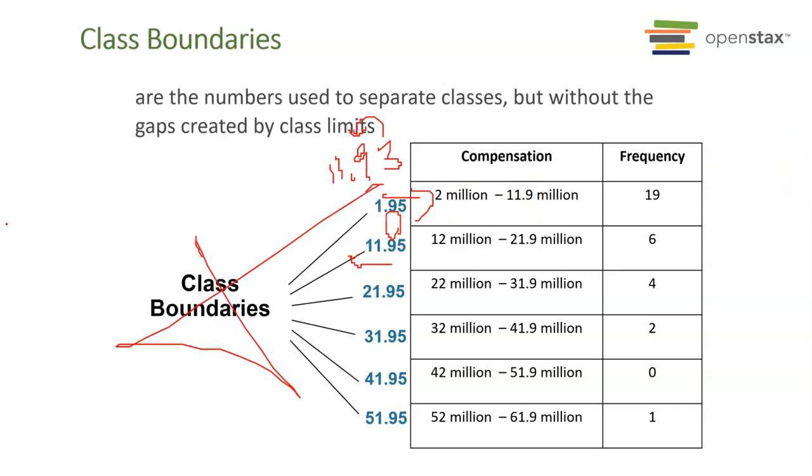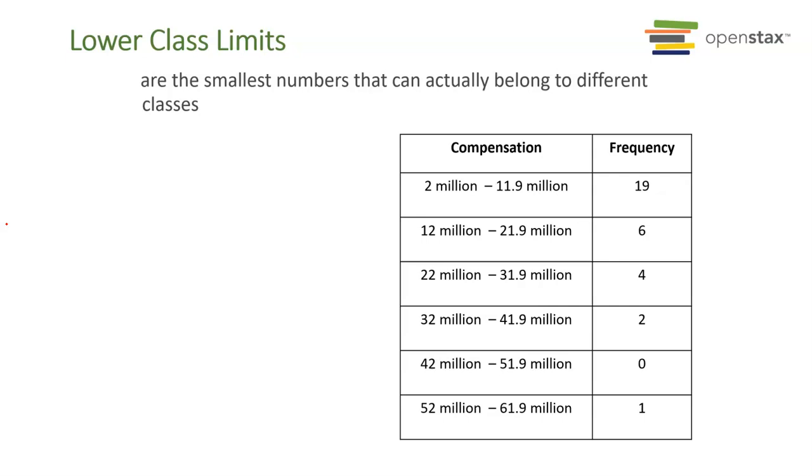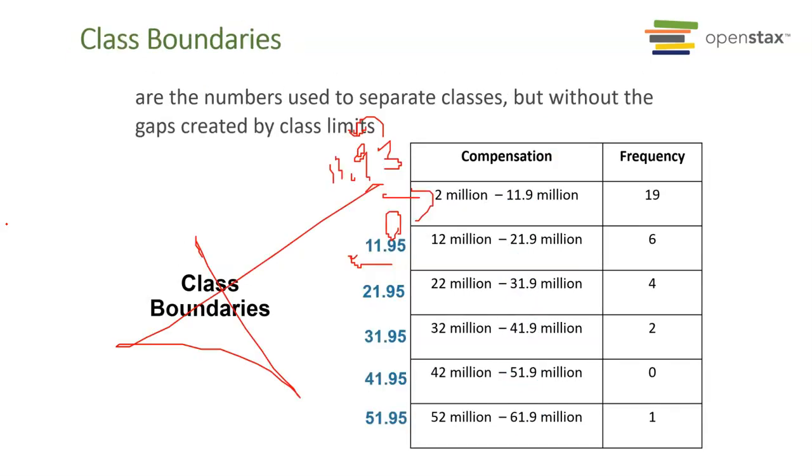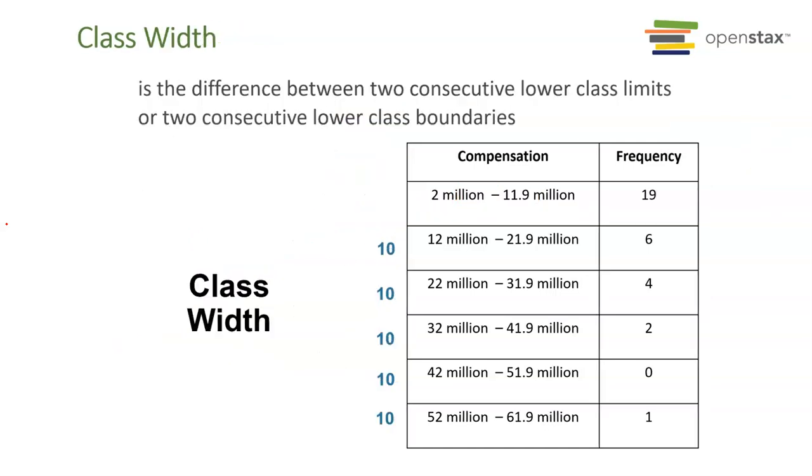1.95, 11.95, 21.95. I didn't label the other ones. Let's go back. All of those numbers that I had labeled for my class boundaries and for my class midpoints, they all are using that same class width of 10.